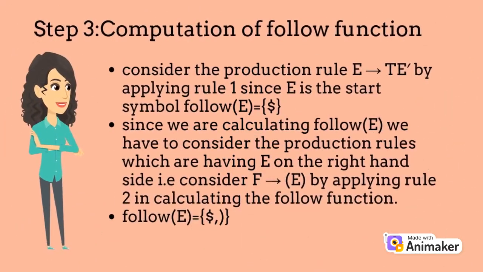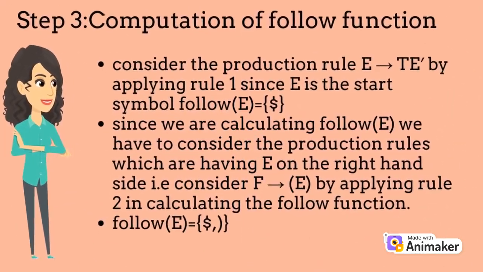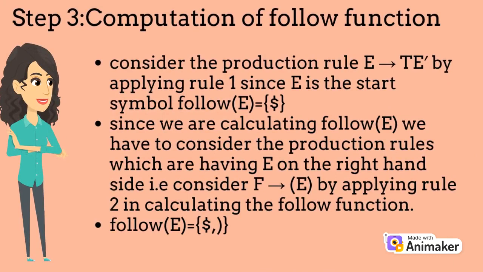Step 3, computation of follow function. Consider the production rule E tends to TE' by Rule 1. Since E is the start symbol, follow of E is equal to $. Since we are calculating follow of E, we have to consider a production rule such that E is on the right hand side, so consider F tends to open parenthesis E closed parenthesis, then follow of E is equal to $ and closed parenthesis.